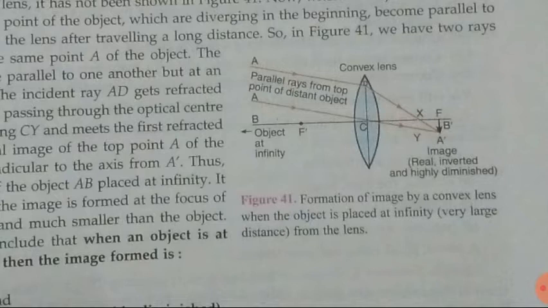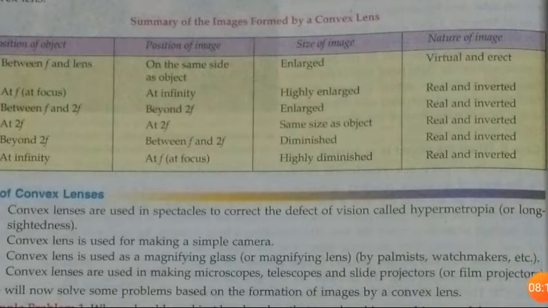Now after that, let's see this table. The heading is written here: summary of the images formed by a convex lens. In the case of convex lens we had 6 cases. According to those cases we have made one table in which 4 columns are there. In the first column we have written position of object. In the second column the heading is position of image. The third column will tell us about the size of image, and the last column will tell us about the nature of image.